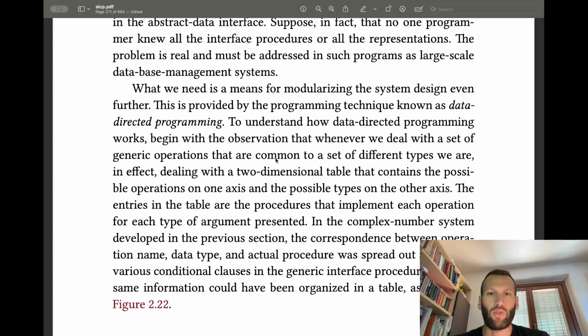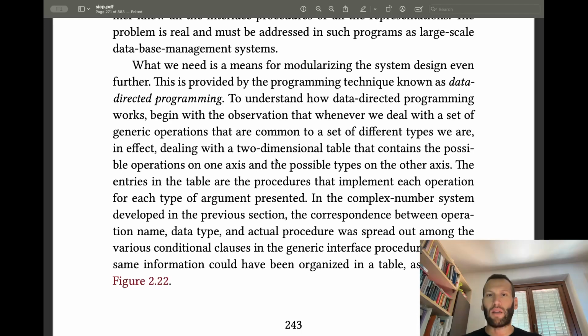What we need is a means for modularizing the system design even further. This is provided by the programming technique known as data-directed programming. To understand how data-directed programming works, begin with the observation that whenever we deal with a set of generic operations that are common to a set of different types, we are, in effect, dealing with a two-dimensional table that contains the possible operations on one axis and the possible types on the other axis. The entries in the table are the procedures that implement each operation for each type of argument presented.